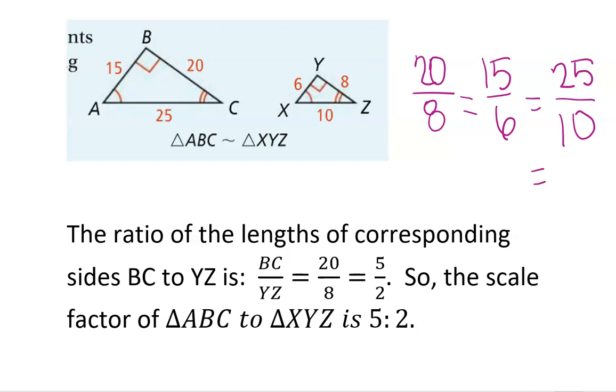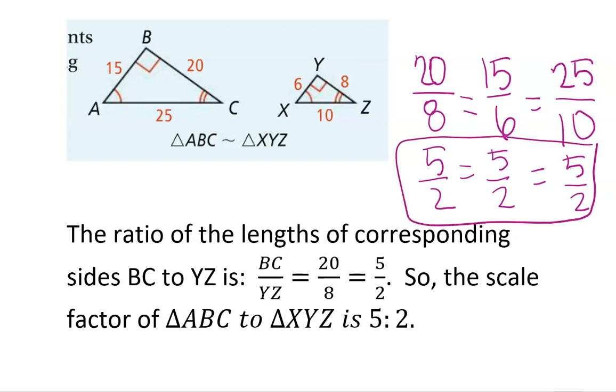So if I divide by 5 on the last one, I get 5 over 2. If I divide by 3 on the second one, I get 5 over 2. And if I divide by 4 on the first one, I get 5 over 2. If these are all the same, that means that's what the scale factor is. So the scale factor, I always abbreviate SF, is 5 over 2.